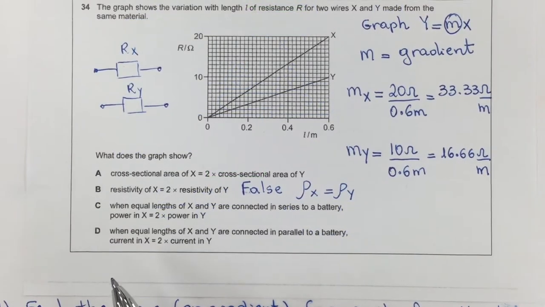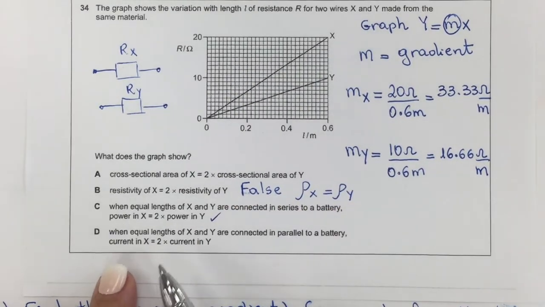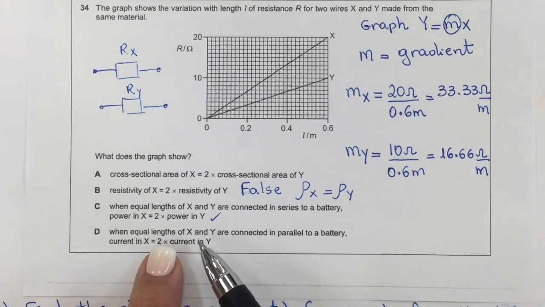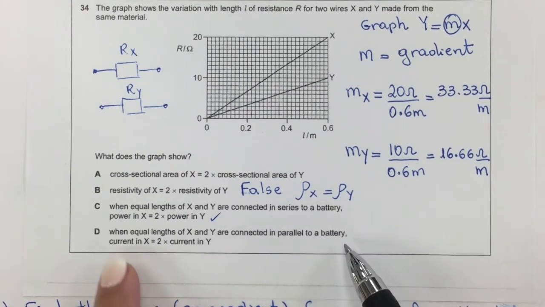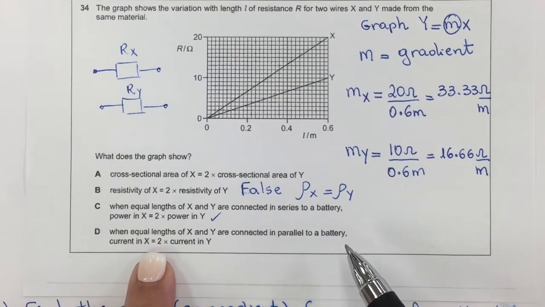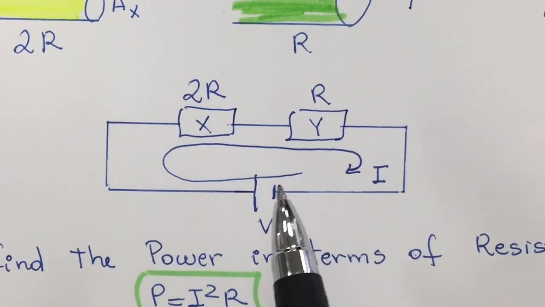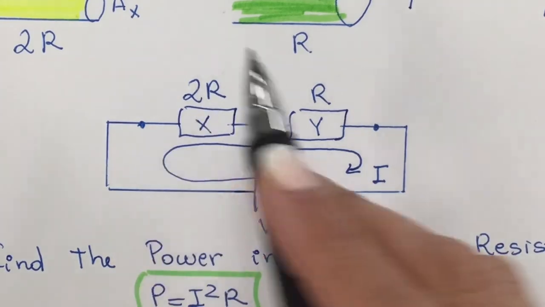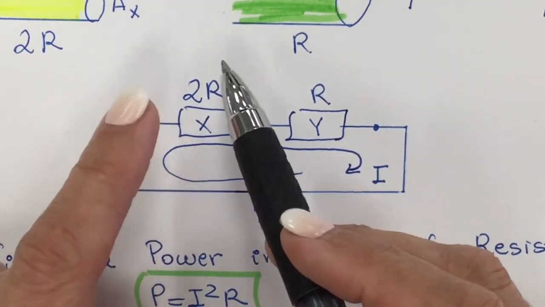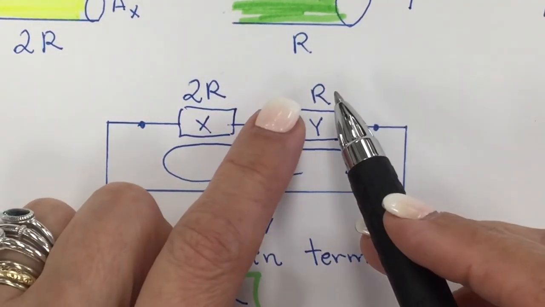I want you to take a look at option D, even though I know that probably the correct answer is this one. Here it states that when equal lengths of X and Y are connected in parallel to a battery, the current in X is 2 times the current in Y. So here is my connection in series. I have those 2 wires connected in series. And I know that for the wire X, the value is 2R in terms of ratio, and for Y, it is just R.